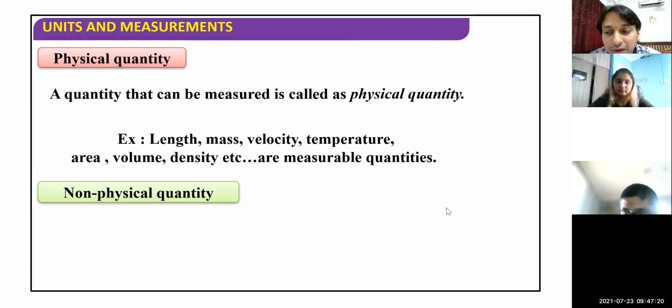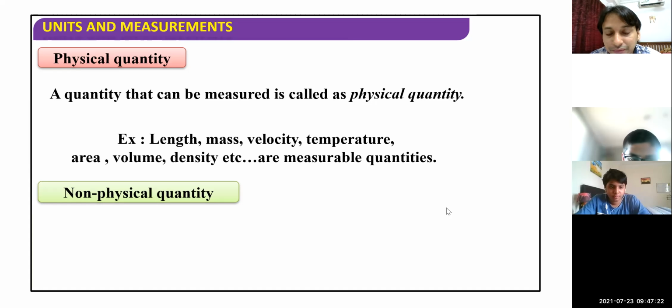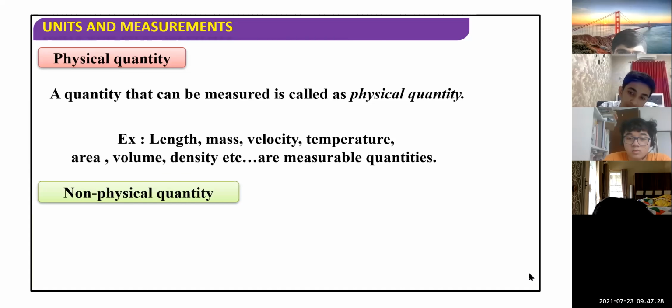So that was just an example I gave. Okay. Anyone else? Maybe huge gaps in time, like eons and stuff. I don't know. Does that make sense? Okay, let me show you the best example for non-physical quantity.